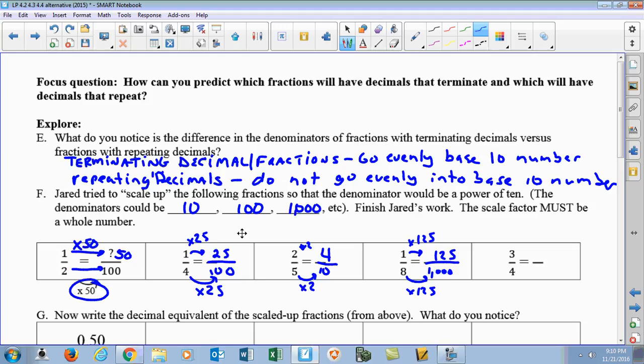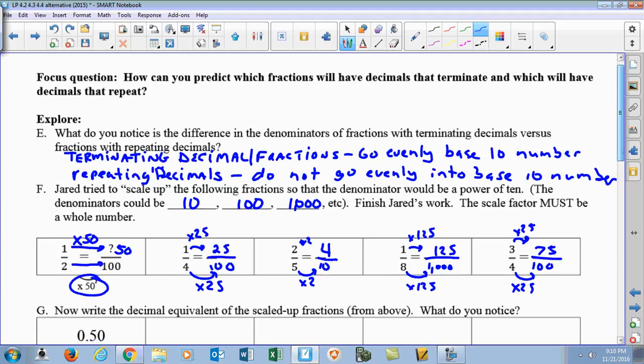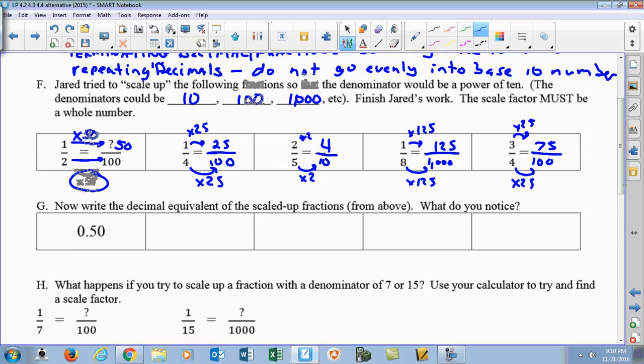And last but not least, 3/4. Well, we know from before already that 4 goes into 100 25 times. So 3 times 25 is 75. And if we come up with the decimal equivalents, 25 over 100 is 0.25, right? 4/10 is 0.4. 0.125 is the 125 over 1,000, and 0.75 is the last one.